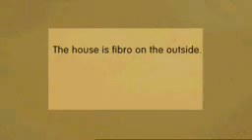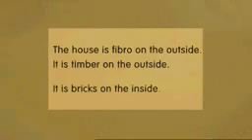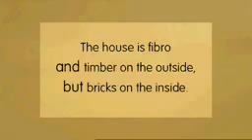He forms one compound sentence from simple sentences. The house is fibro on the outside. It is timber on the outside. It is bricks on the inside. Notice that and is used to list similar things, but is used to contrast different items in a list. So we could also say, the house is fibro and timber on the outside, but bricks on the inside.